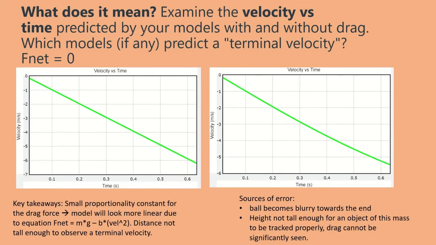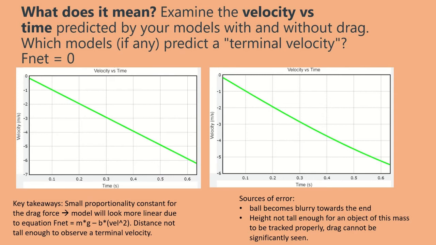So we've come to the conclusion that obviously there's drag affecting the ball because the observed model from Tracker and the computational model without drag did not line up. So basically, do any of our models predict the terminal velocity? What exactly is a terminal velocity to begin with? A terminal velocity is when the net force equals 0. This means that there will not be an increase in velocity, it will just stay at a constant velocity. And the short answer is no.